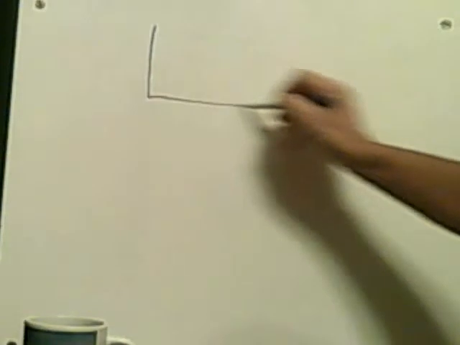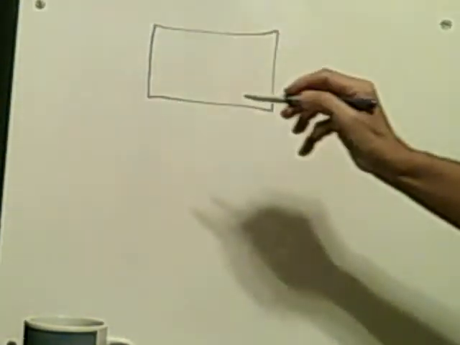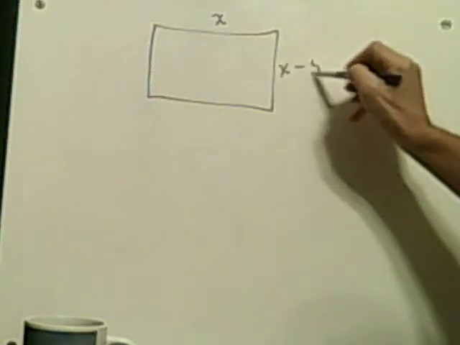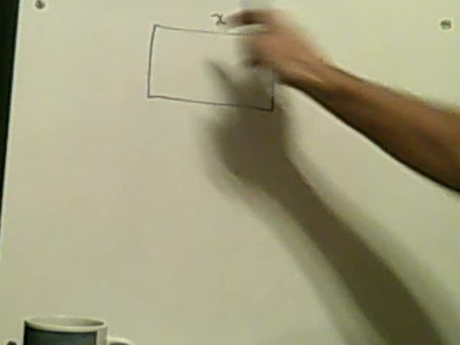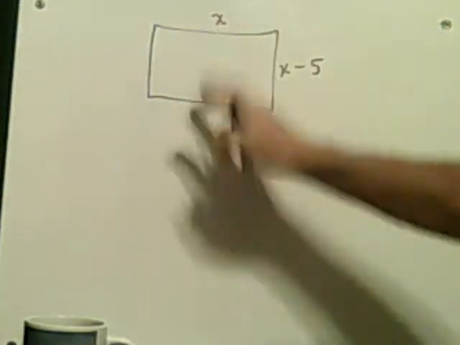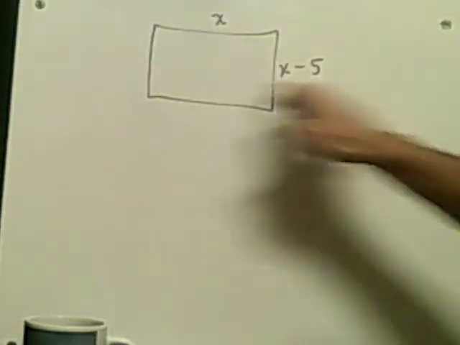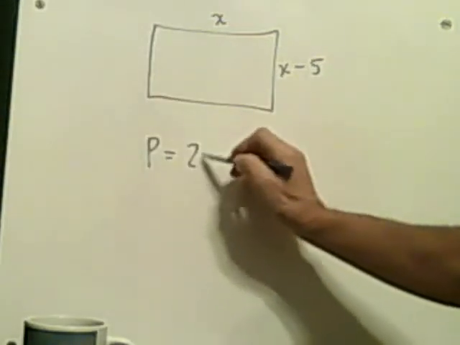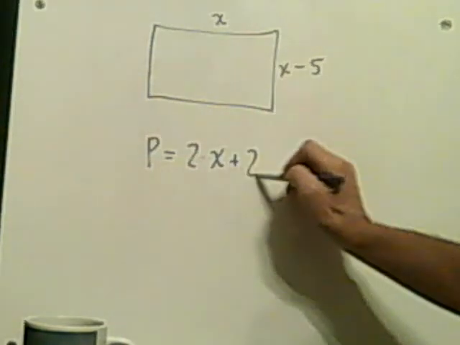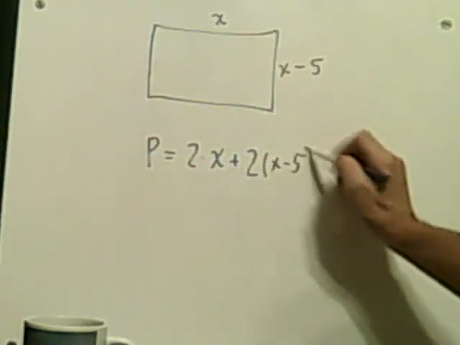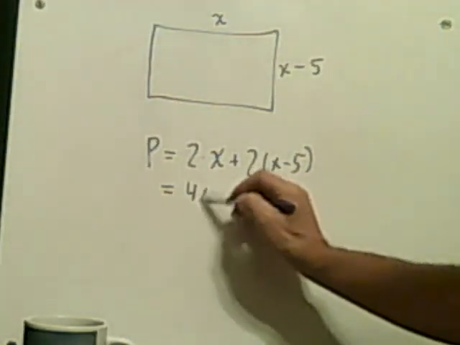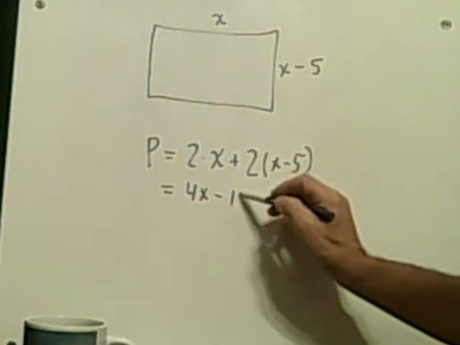Okay, the first one says the perimeter of a rectangle. They want us to write an expression for the perimeter if this is the rectangle. Well, the perimeter is the sum of the four sides. So if this side is x, that side is x. If this side is x minus 5, that's x minus 5. So the perimeter equals 2x plus 2 times (x minus 5). This can be simplified slightly to 4x minus 10.